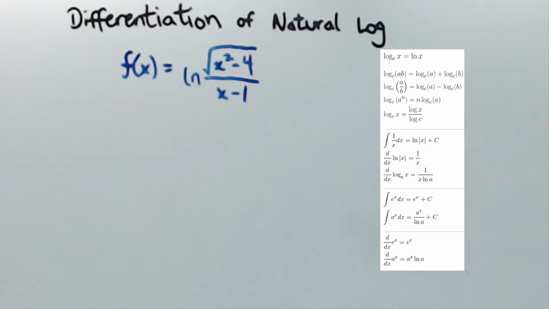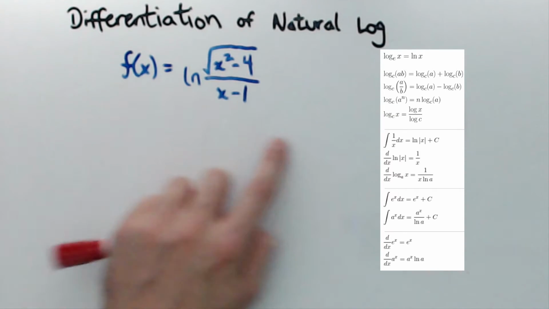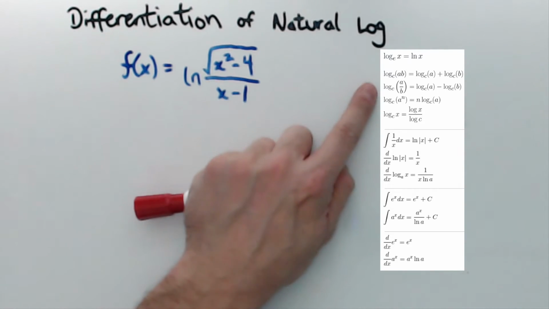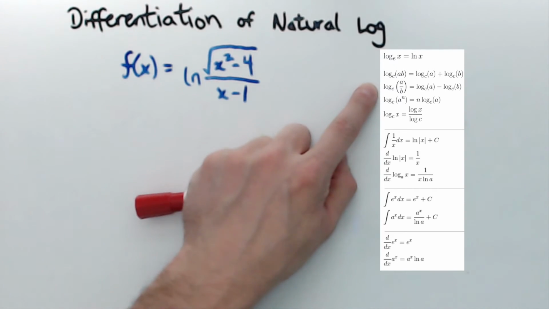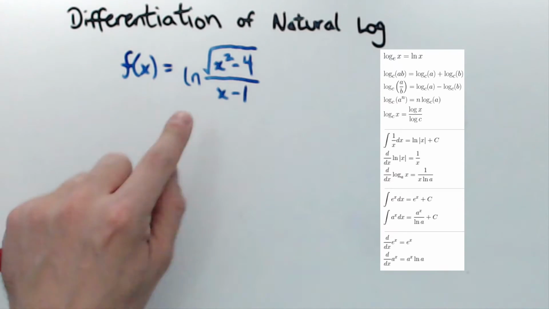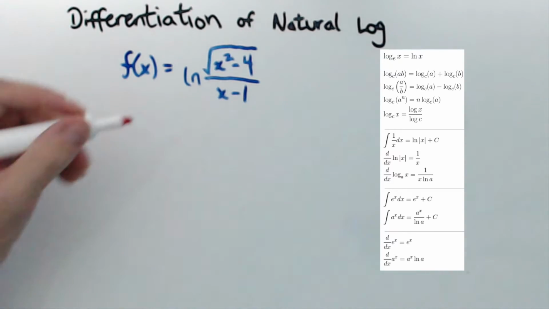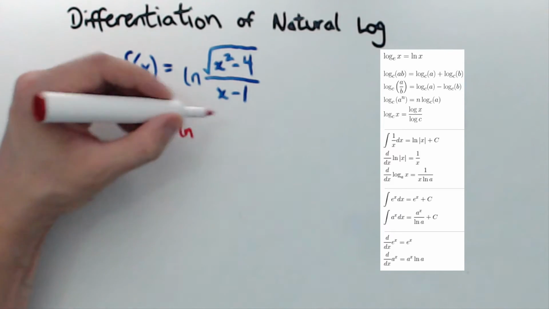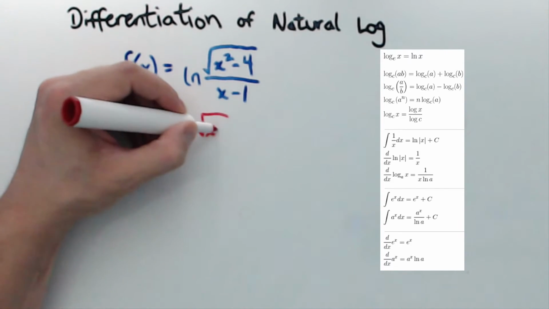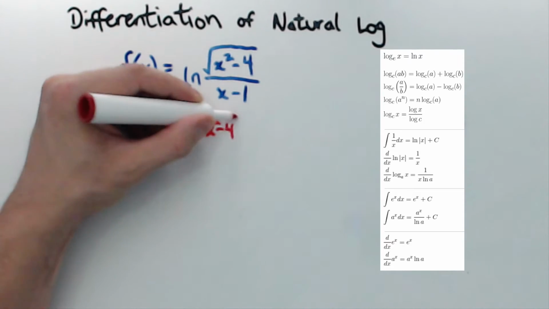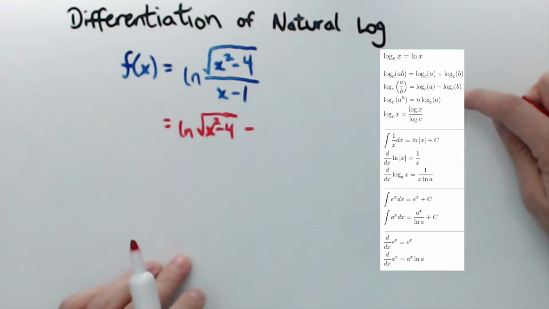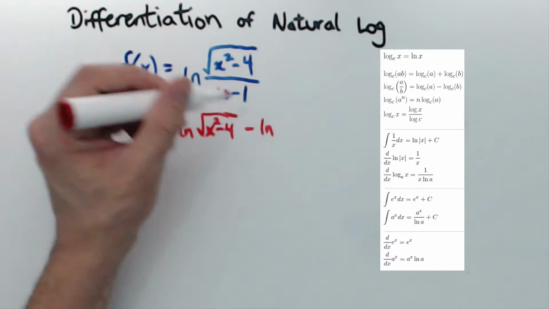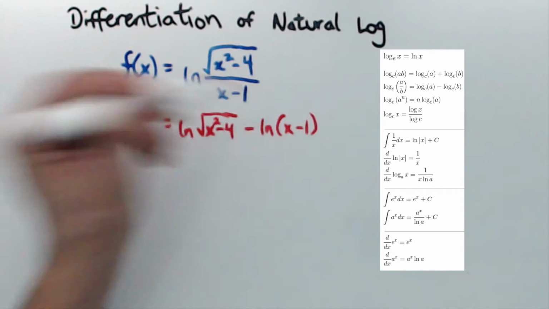So the first thing I'm going to do is figure out which properties I'm going to use. In this case, because I'm dividing this function right here by this function, I'm going to use this third one right here, where it's the log base c of a over b. I'm going to use that to simplify this function as it's written right now. So this is going to be equal to the natural log of the square root of x squared minus 4, minus, because that's what the property says, the natural log of x minus 1.